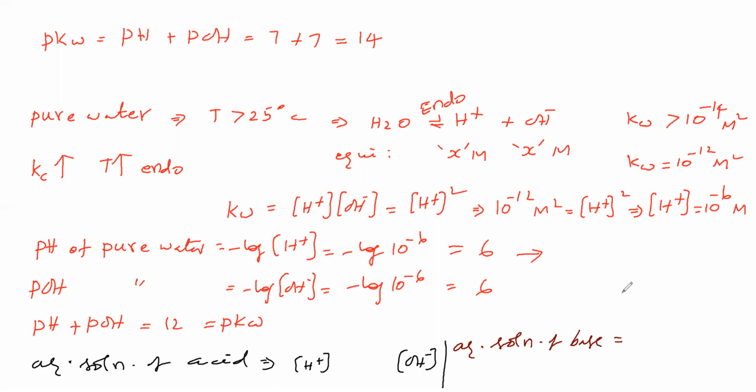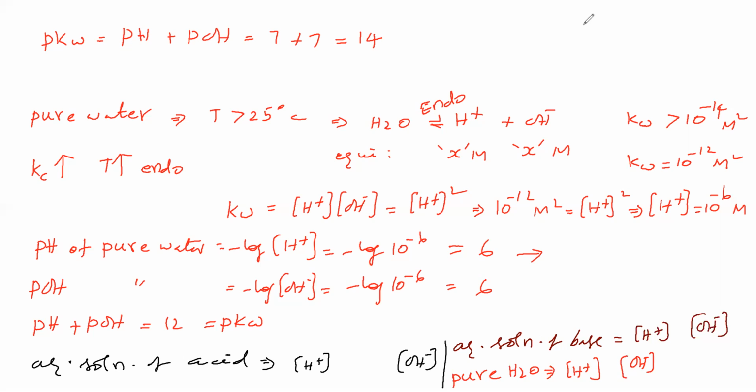That aqueous solution of base, that also we know. So in that aqueous solution, H plus ions will be there and OH minus ions will be there. Both will be present. Now I will take pure water. In the pure water, H plus ions will be there, OH minus ions will be there. Both will be there.